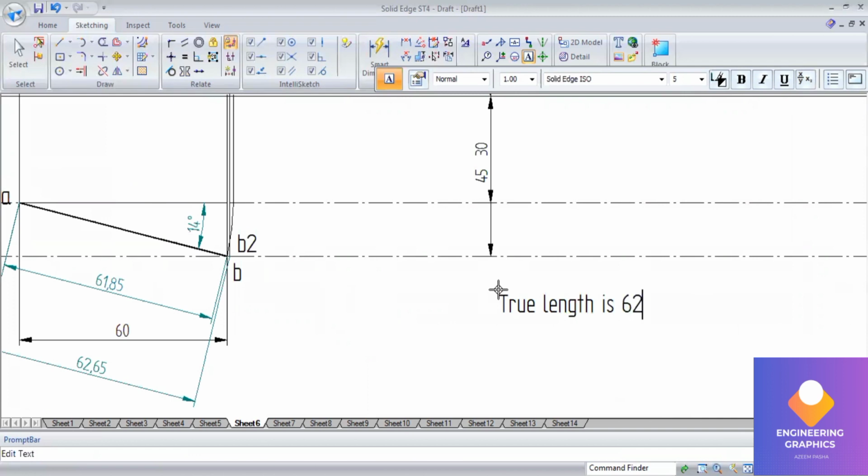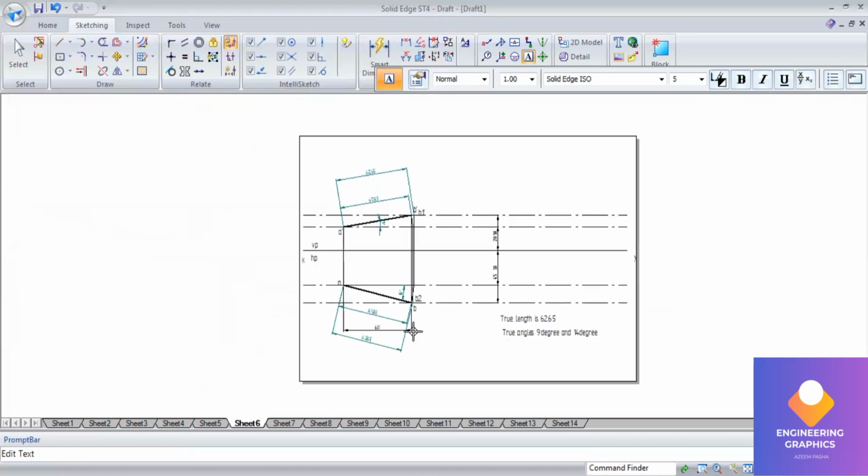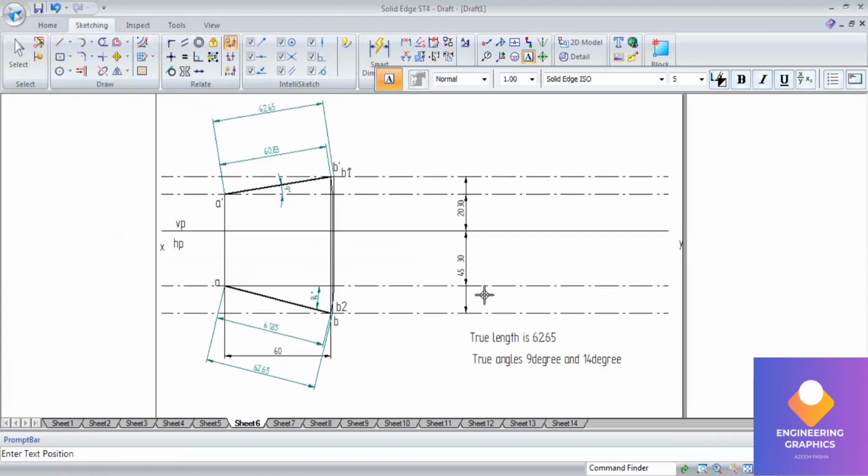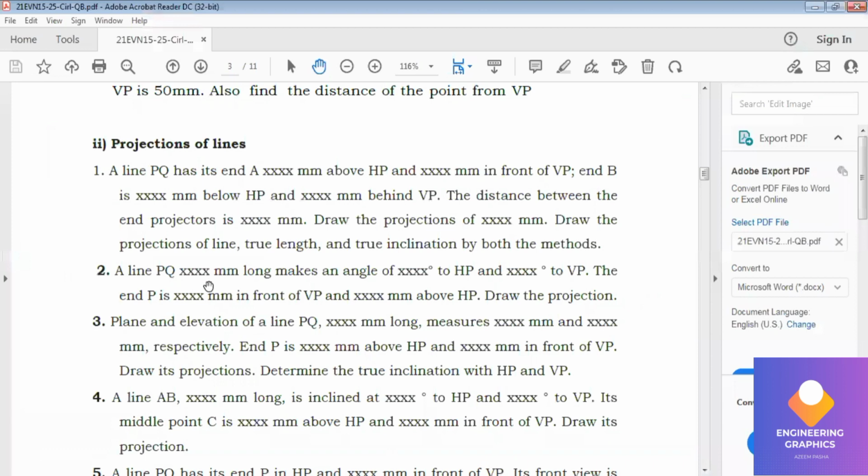Okay, true length now I'm writing. So the true length we are getting the same, that is 62.65 mm. Okay, and true angles. So as per the question, true angles, that is 9 degree in front view and 14 degree in top view. So this completes the first problem, projection of lines. Now we move on to problem number 2.